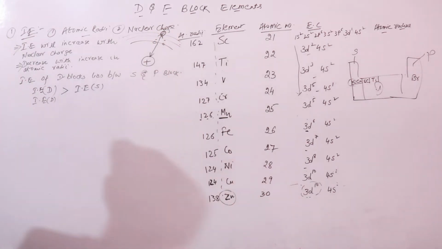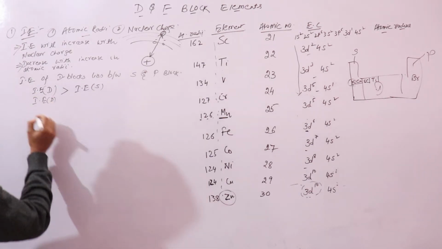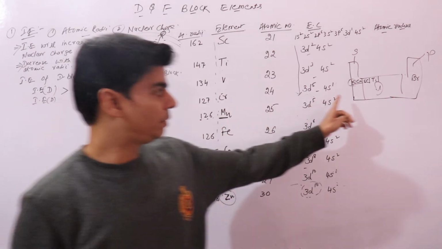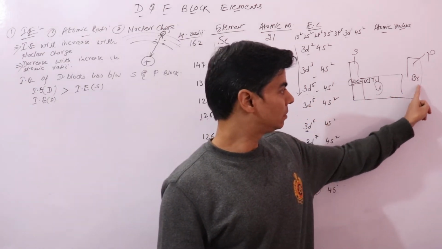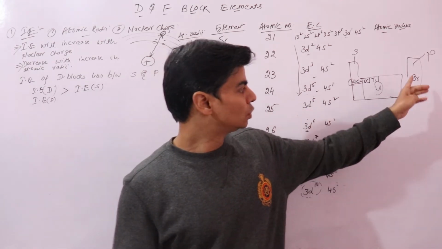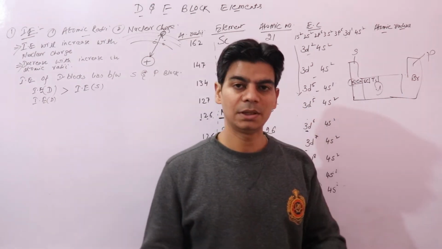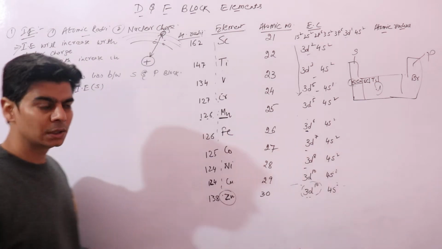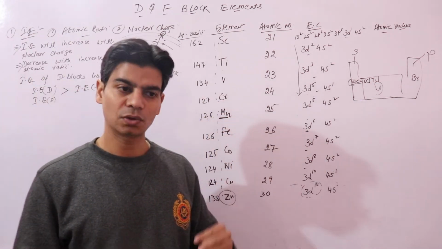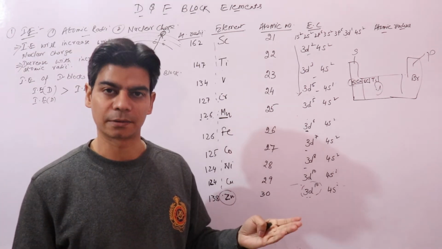And for P block elements, you can see the atomic number will again be increasing. So nuclear charge for P block elements would be higher, so attraction on the outermost electron would be higher, so ionization enthalpy would be higher.